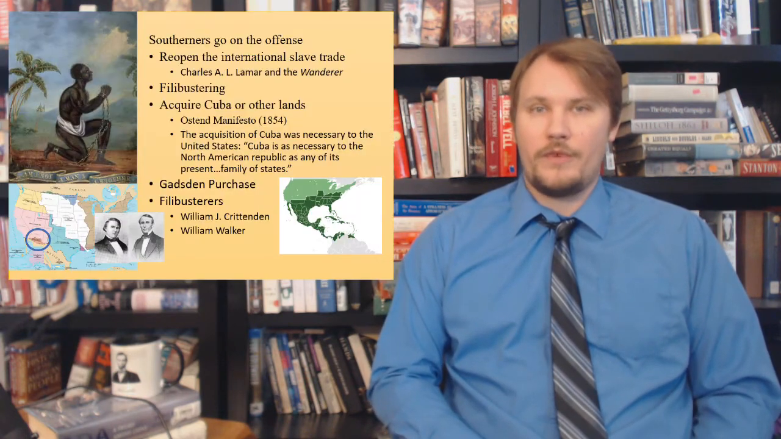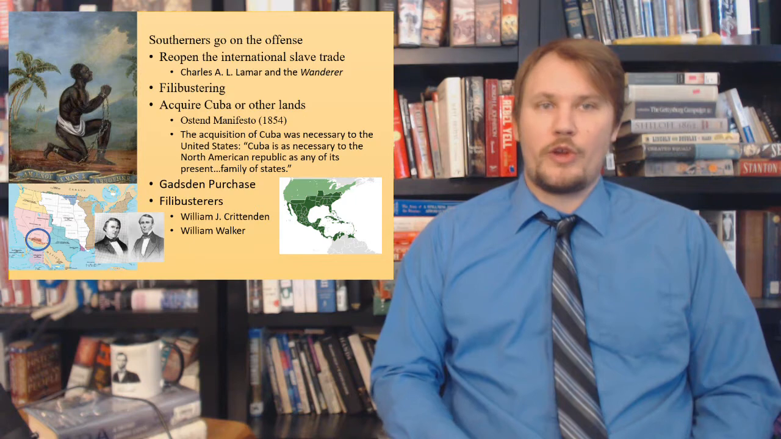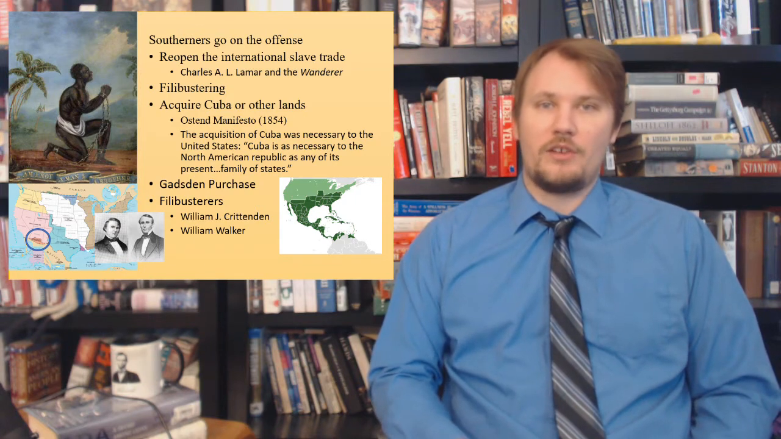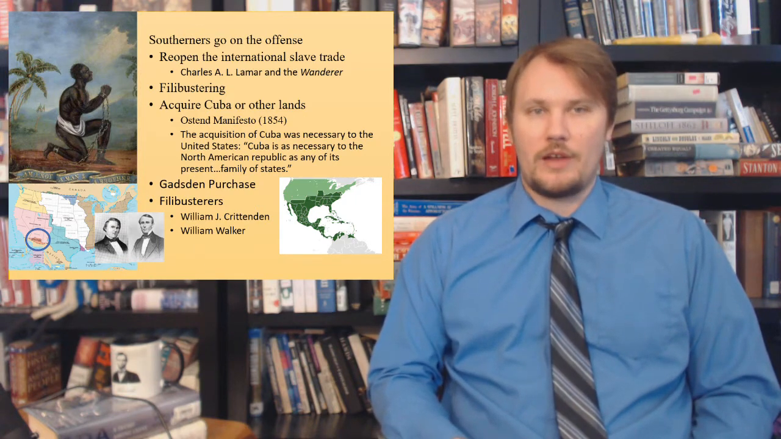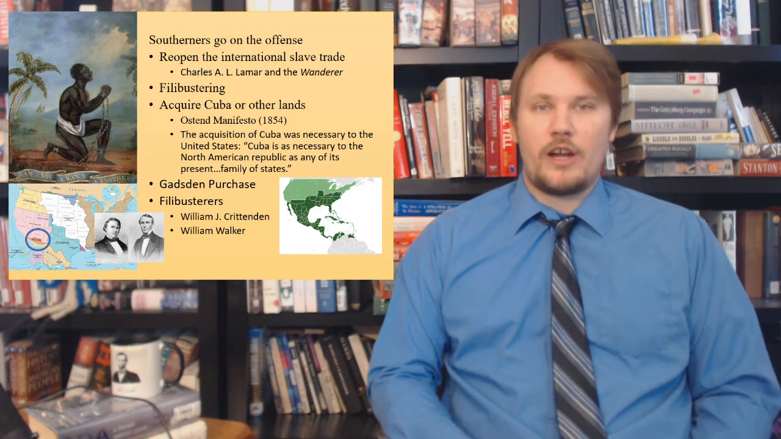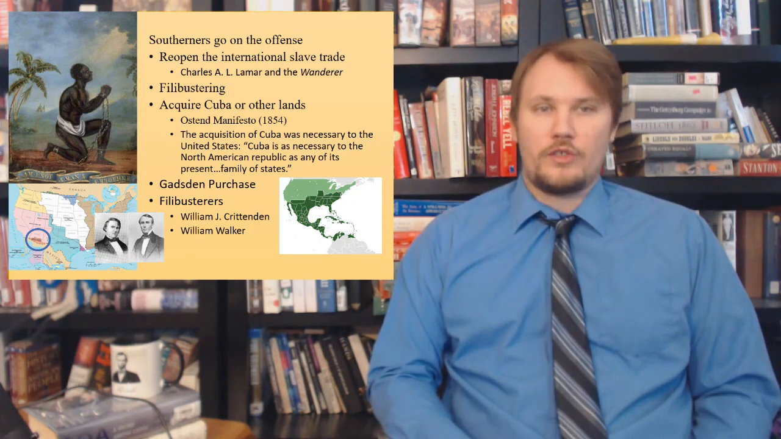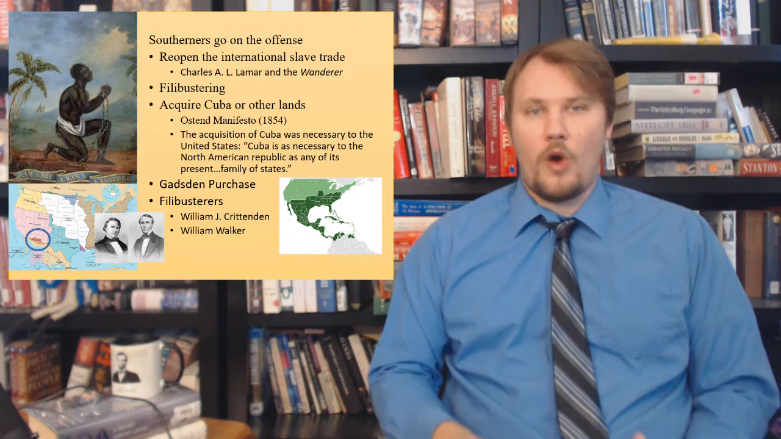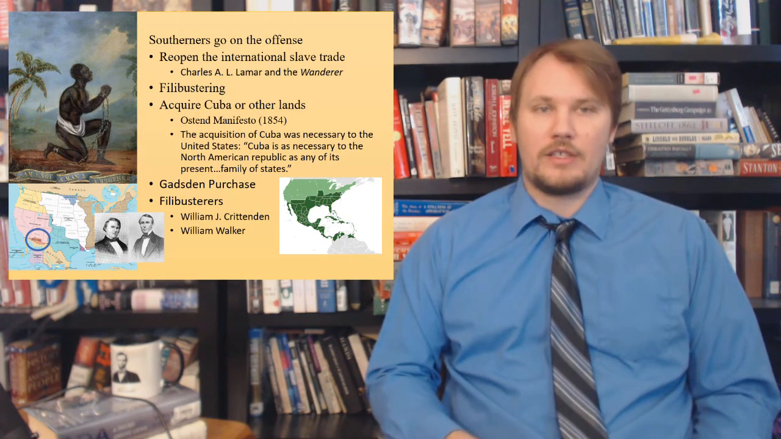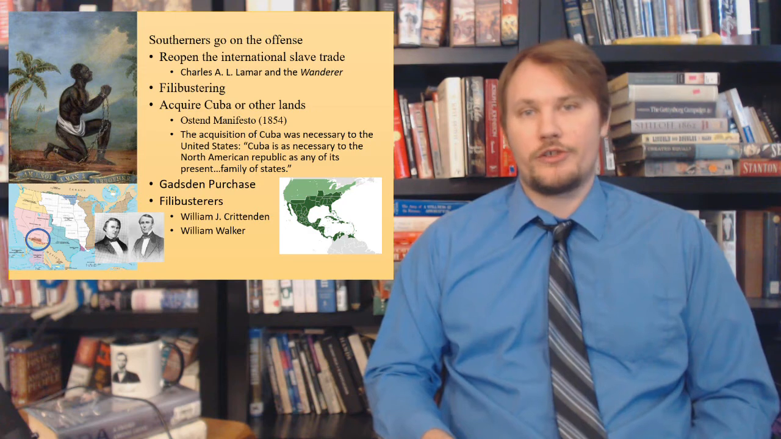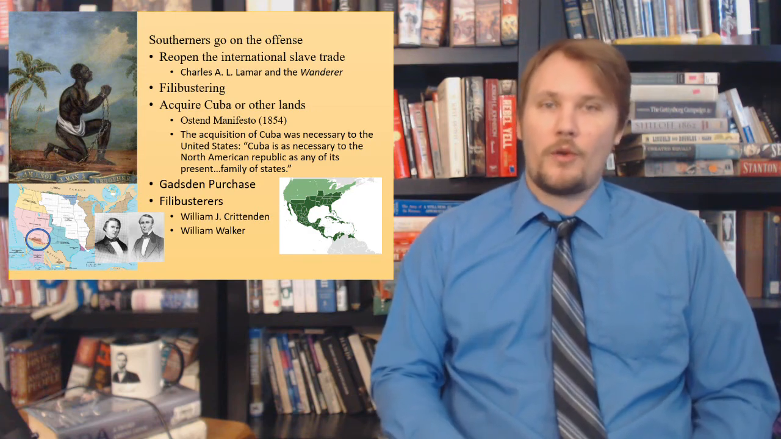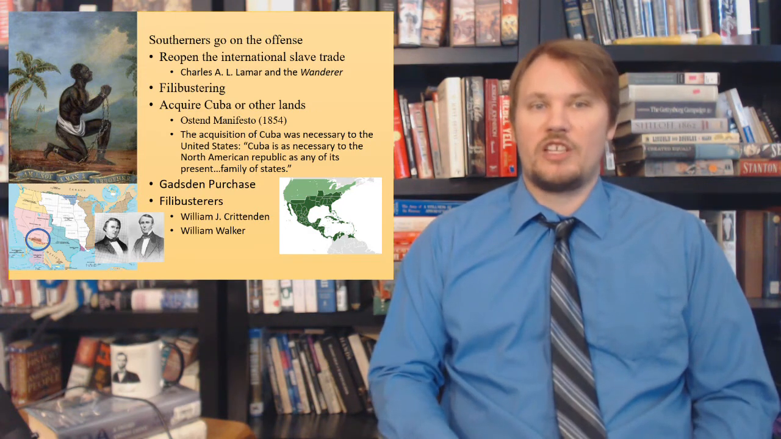Now, the South didn't just stay on the defensive during the 1850s over the issue of slavery. They went on the offense. The South pushed to reopen the international slave trade and to purchase or conquer new lands for slavery. Some fire eaters tried to circumvent the ban on the international slave trade. Charles A. Lamar and his ship, the Wanderer, collected 500 African slaves and then sailed back to Georgia in 1858. Lamar was arrested, but he wasn't convicted.